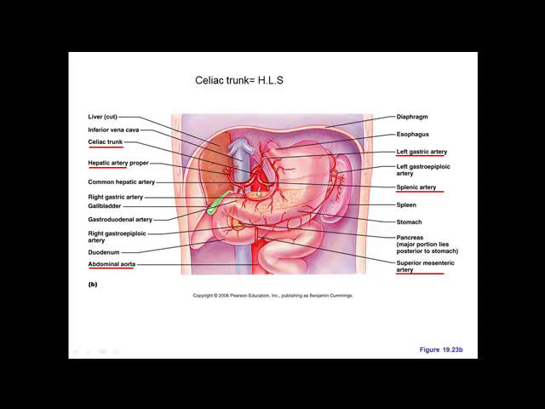Coming a little bit further down here, it's kind of hard to see, but this will be our superior mesenteric artery, which pokes its little head through right here. We're going to talk about that more on the next slide. Some other large structures that you can see here are our inferior vena cava and the abdominal aorta.